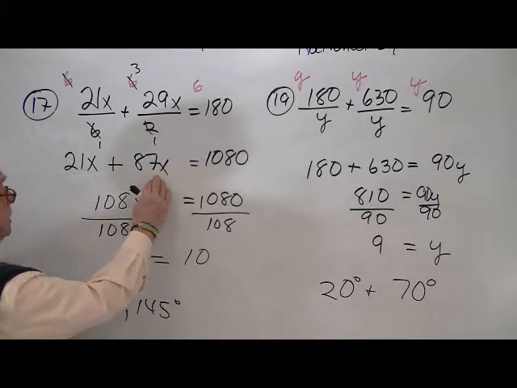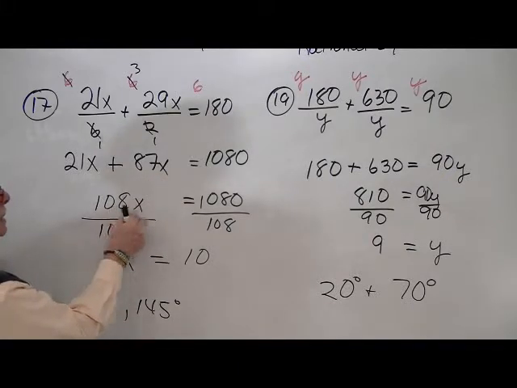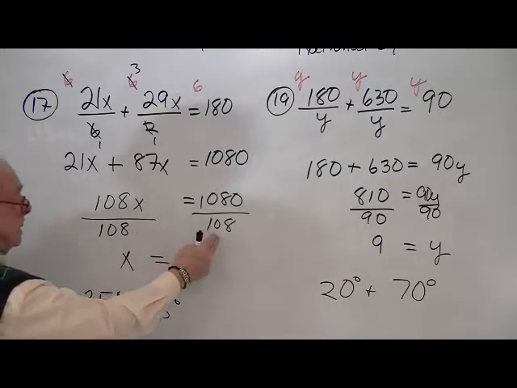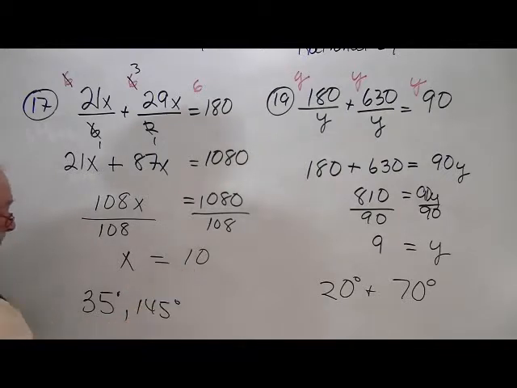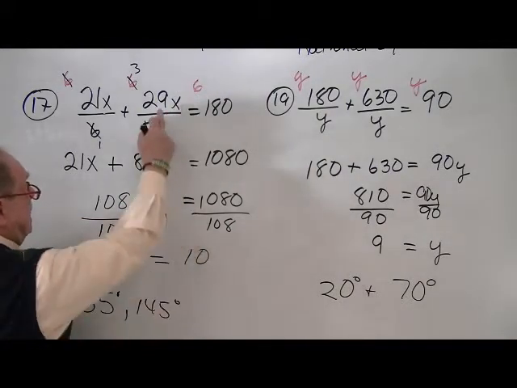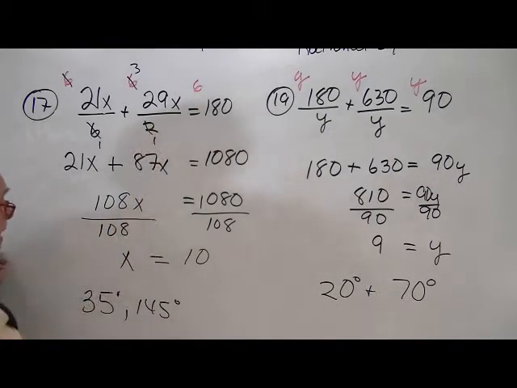So I added these together, got that, equals that, divided by the numerical coefficient of x, and I got x equals 10. Again, that's not the answer. They want to know the degree. So you had to put the 10 there. So that was 210 divided by 6, which gave you the 35 degrees. And when I did that, 10 times this divided by 2, I got this answer. And notice these answers do add up to 180.